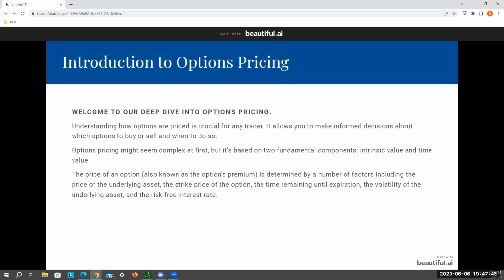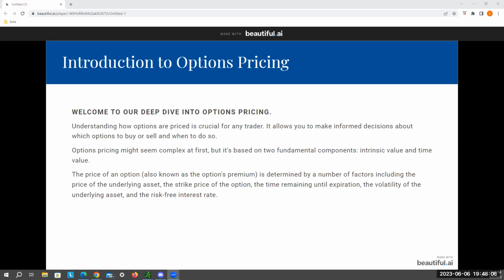So, introduction to options pricing. The main things that you guys need to keep in mind when it comes to options and the fact that they are a financial derivative: they derive their price from two things, right? Since they're a derivative, they derive their price from the underlying stock. In this case, it could be the intrinsic value, right? And then the time value.